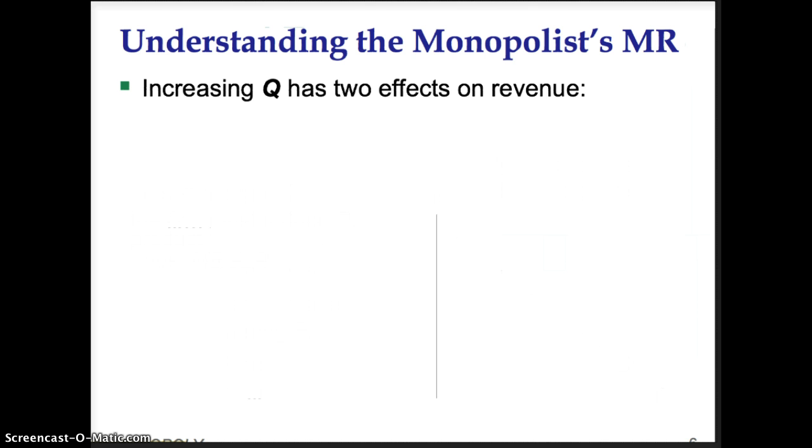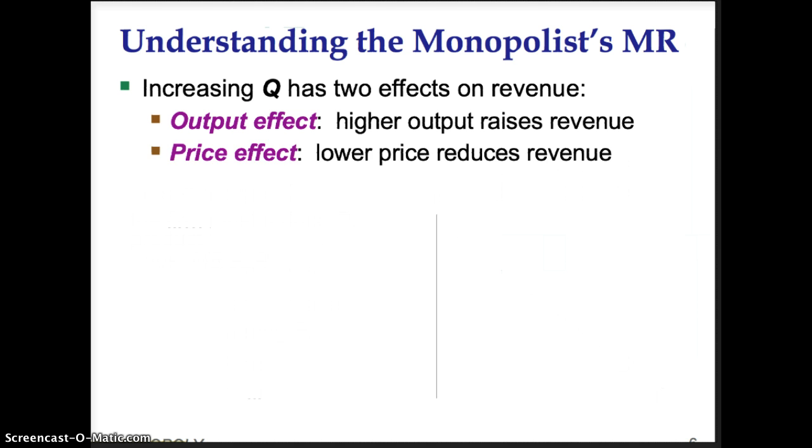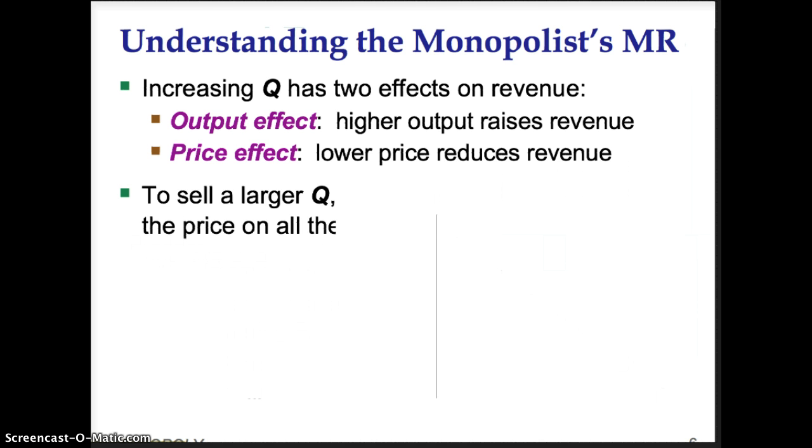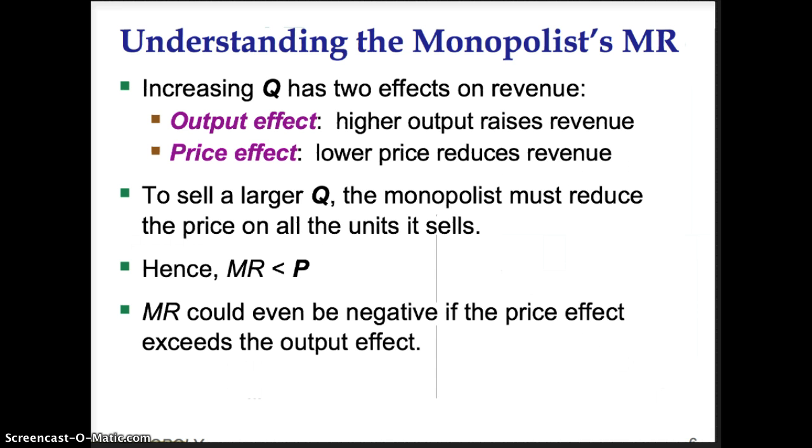Increasing quantity has two effects on total revenue. The output effect: higher output raises revenue, and the price effect: lower price reduces revenue. To sell larger quantities, the monopolist must reduce the price on all units it sells. Therefore, marginal revenue is less than price. Marginal revenue could even be negative if the price effect exceeds the output effect.